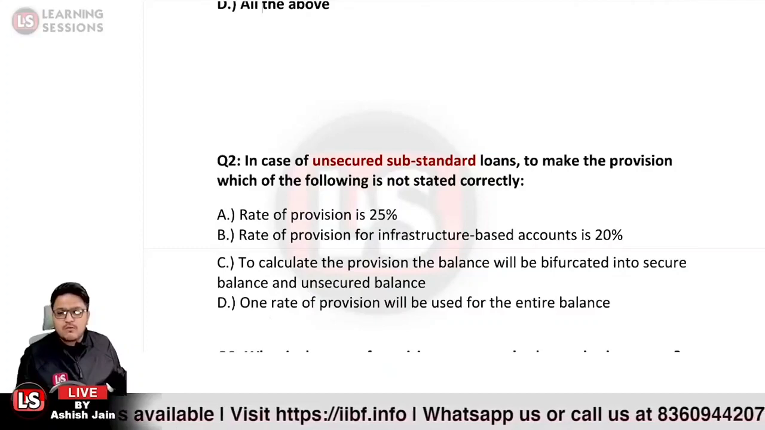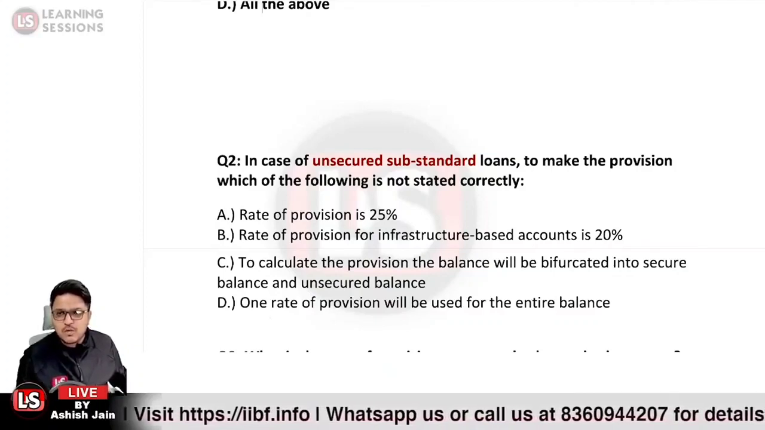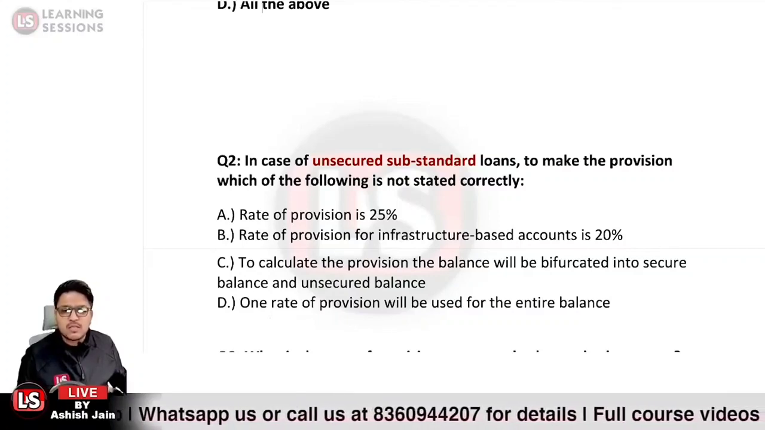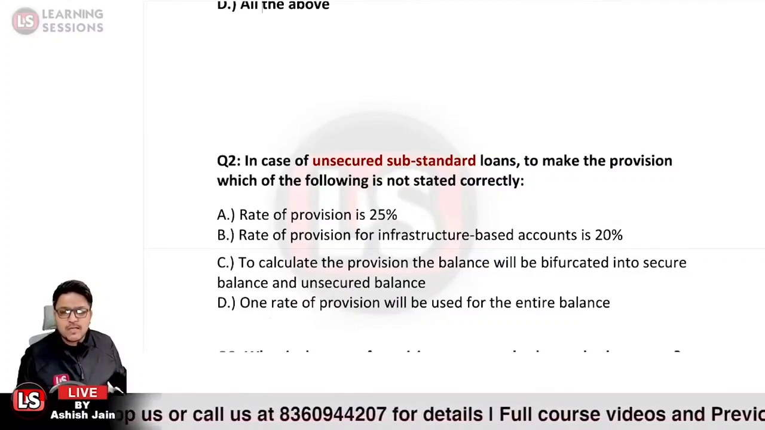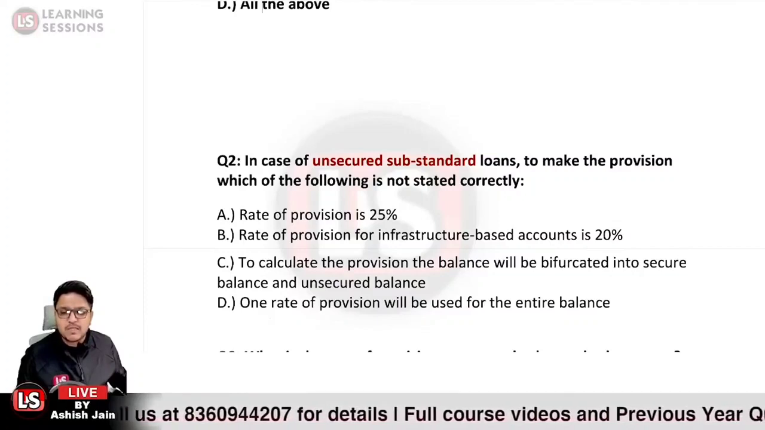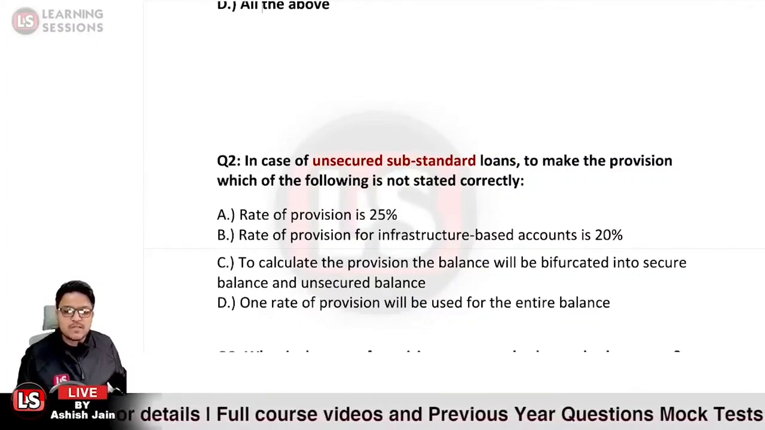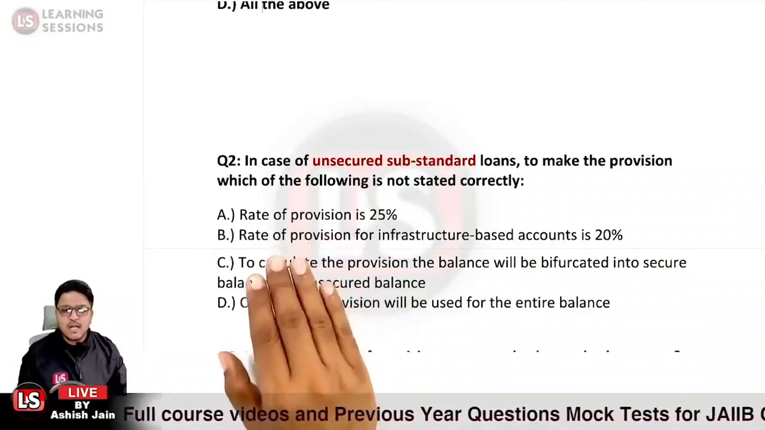So which of the following would be the right answer in the case of question number 2? We are talking about the unsecured substandard assets. For the secured substandard asset, the provision is 15%. For the unsecured part, it is 20% for the infrastructure loans and 25% for the others. That makes option A and B correct.